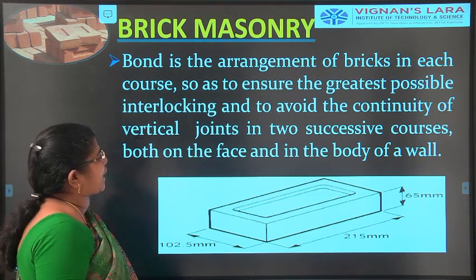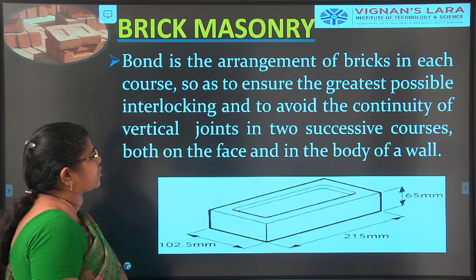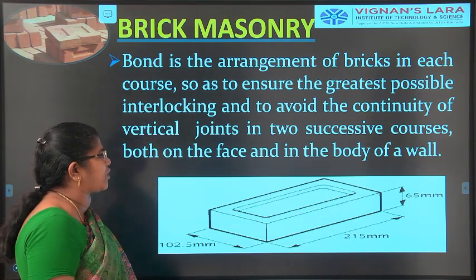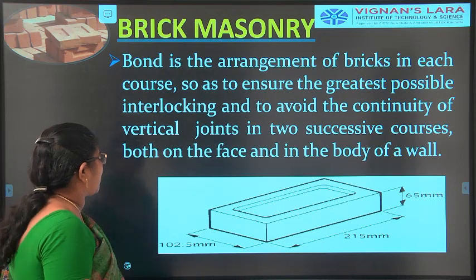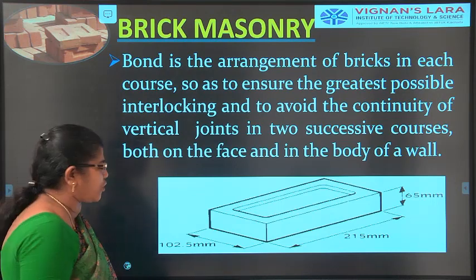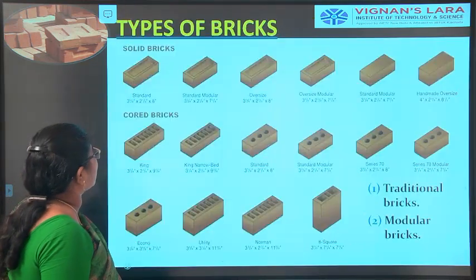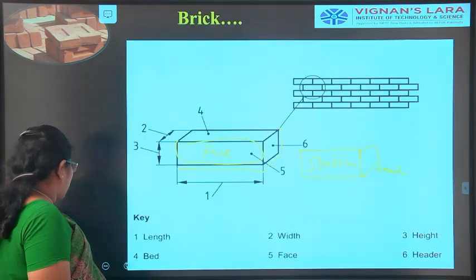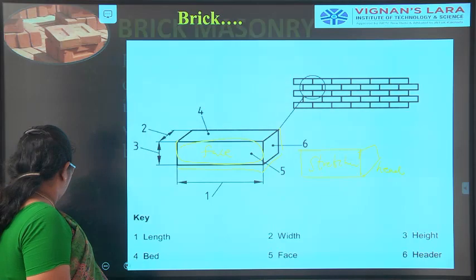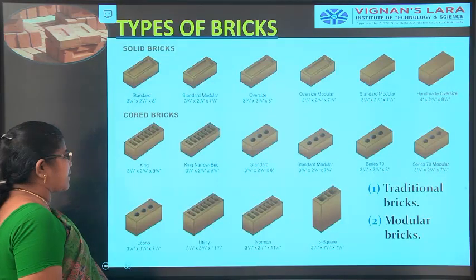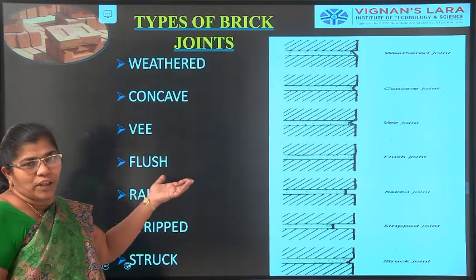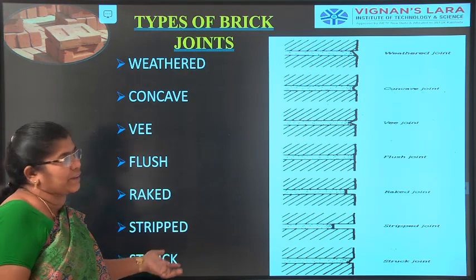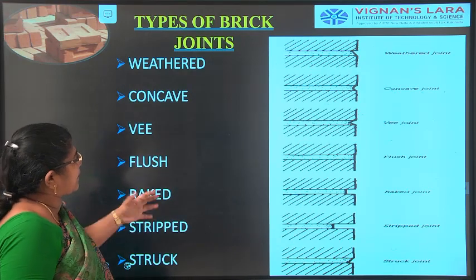A bond is the arrangement of bricks in each course so as to ensure the greatest possible interlocking and to avoid the continuity of vertical joints in successive courses. You will see the bonds and the types of bricks in detail. So what did we see in this class? Whether we go for a modular brick or an ordinary brick for brick masonry structure, these are the types of joints.